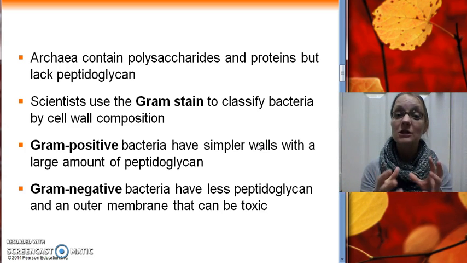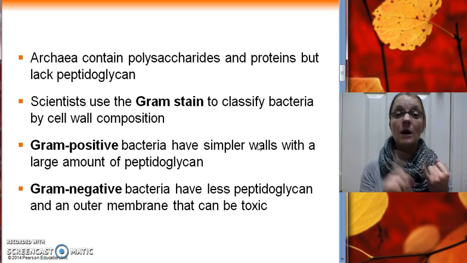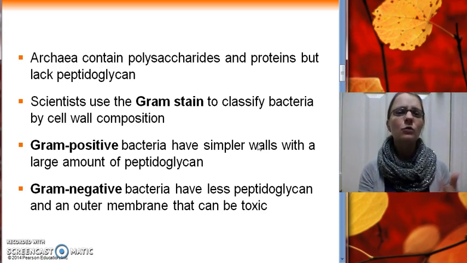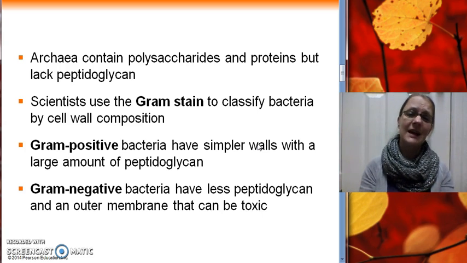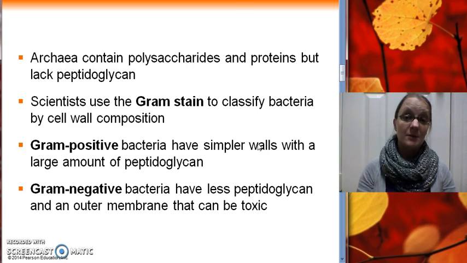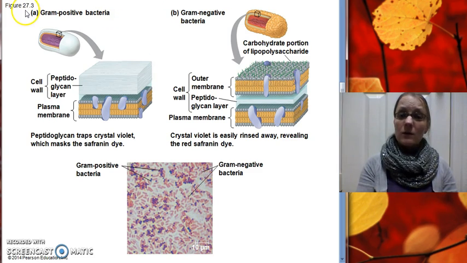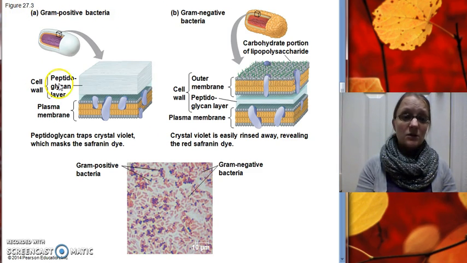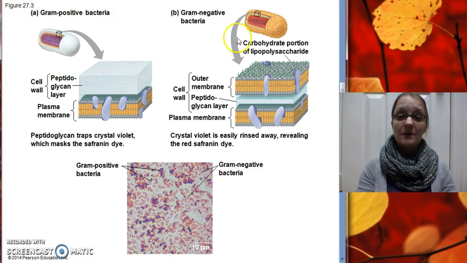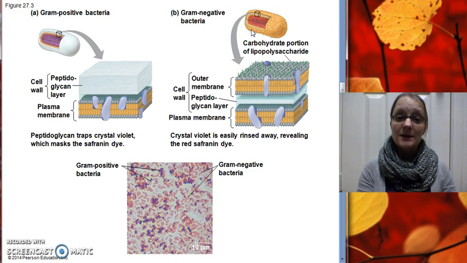Right? So let's take a look at the composition of the cell wall of both gram-positive and gram-negative bacteria, and let's walk through the Gram stain. This will give you guys sort of a leg up when you start doing the Gram stain in the lab. Okay, so here we have two examples of the different kinds of bacteria. On the left, we have a gram-positive bacterium. On the right, we have the gram-negative bacterium.